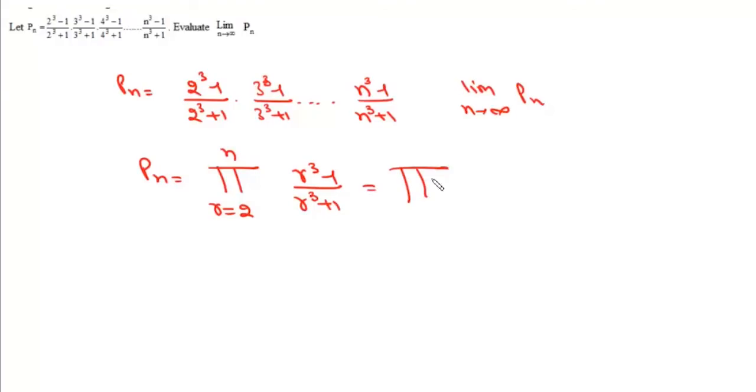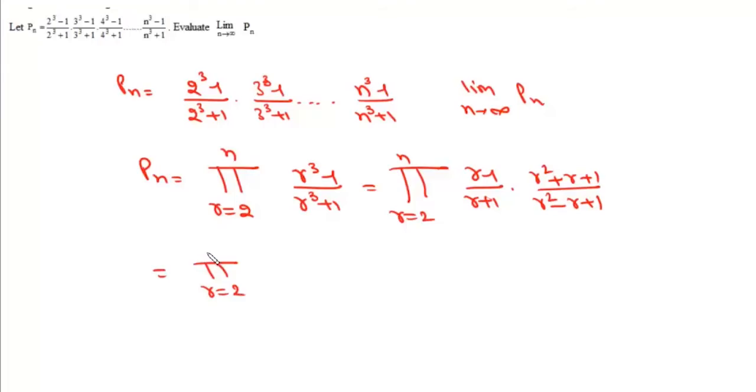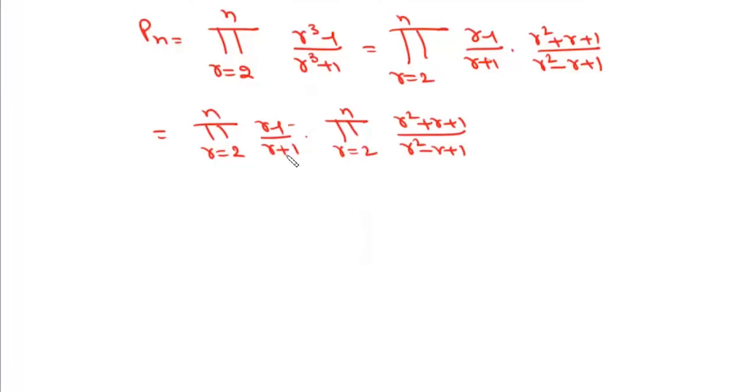Now we'll write this as the product, r varies from 2 to n, of (r − 1) upon (r + 1), and here will be (r² + r + 1) upon (r² − r + 1). So we'll split this product in two parts. So first part is r varies from 2 to n, (r − 1) upon (r + 1), and here will be this product from 2 to n, (r² + r + 1) upon (r² − r + 1). Now the difference between these two is 2. That means terms will cancel after 2 terms.